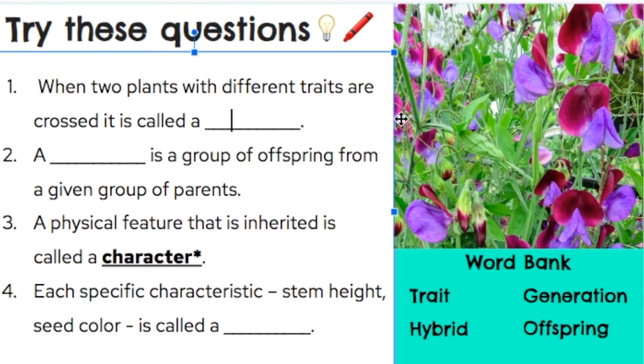Number 2, a blank is a group of offspring from a given group of parents. Number 3, a physical feature that is inherited is called a character, which has a star. I define why there's a star on the next page. And 4, each specific characteristic, stem height, seed color, etc., is called a blank.